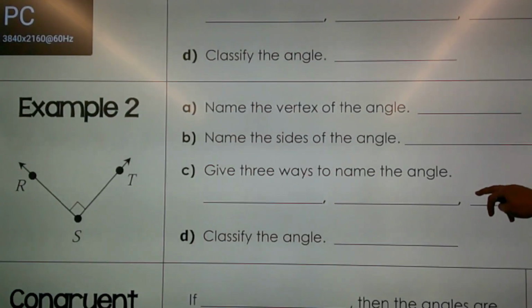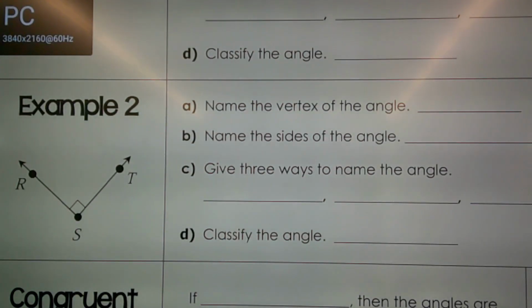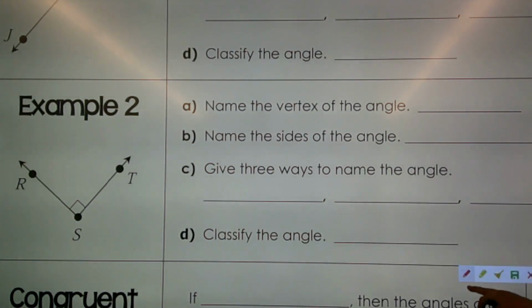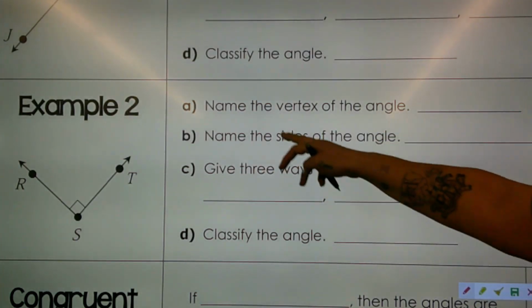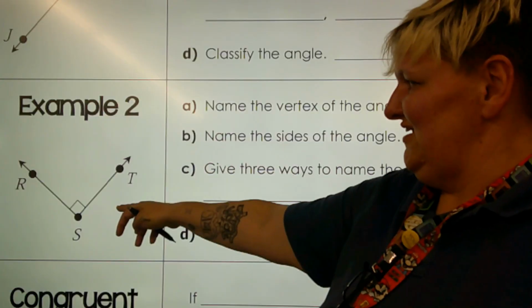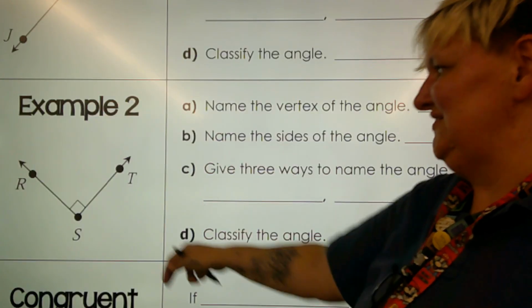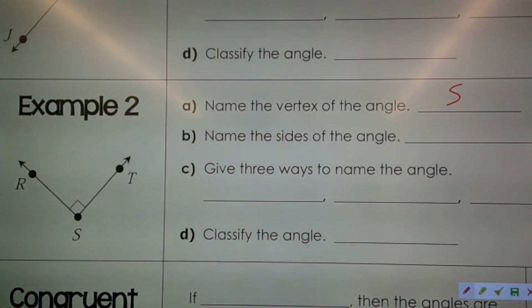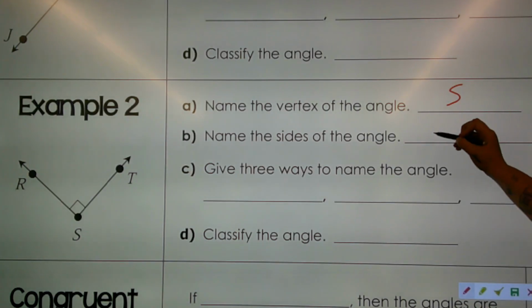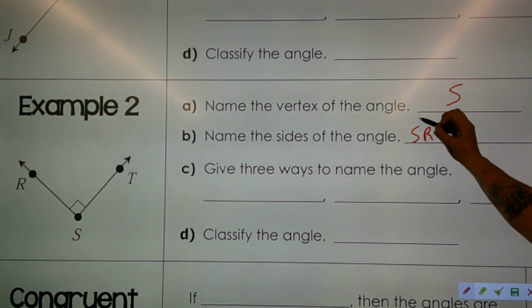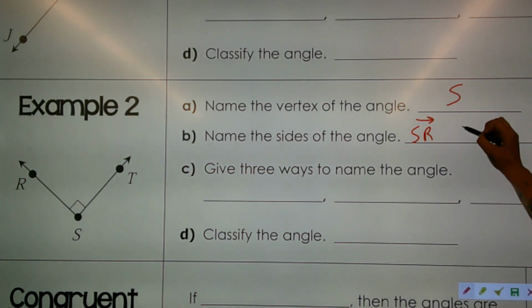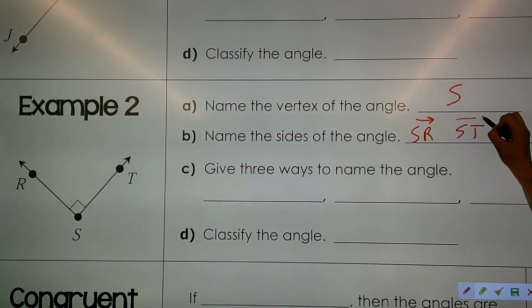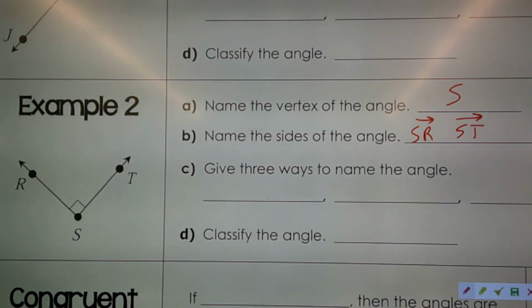All right, another example. Name the vertex. The 2 rays have one common endpoint. That's S. So your vertex is S. Name the sides. It can be SR or ST. Those are your sides.